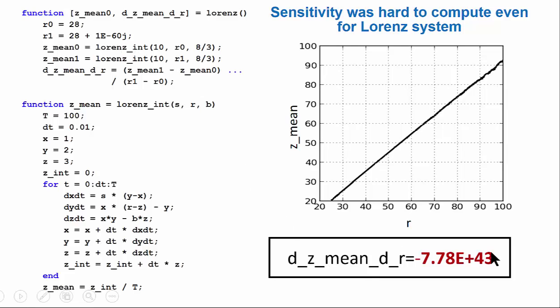And this is what I get. You can take exactly that MATLAB code and push a button, and you get exactly this number, minus 7.78 times 10 to the plus 43. MATLAB accepts a step like 10 to the minus 60? That's the beauty of the complex derivative. You can ask Professor Alonso why that can give you a good gradient.